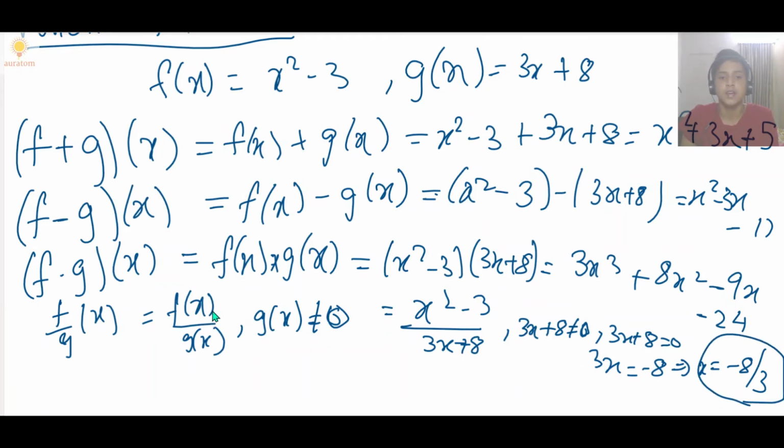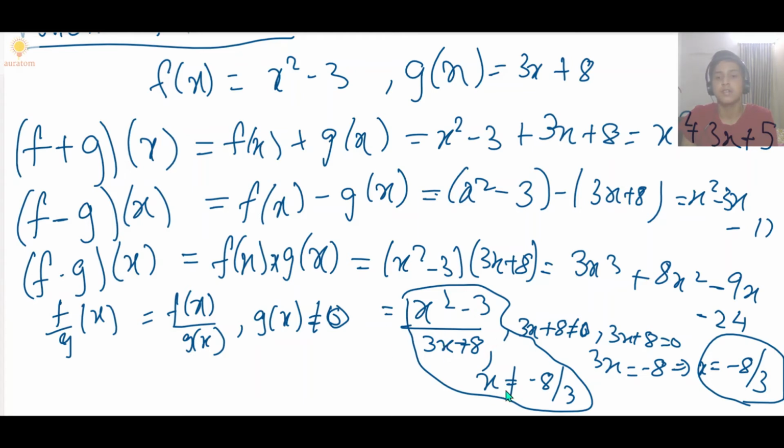So we can say the division of the functions is this value. An extra condition is that x is not equal to minus 8 by 3, because this is what causes the trouble, right? So we should include this in the answer. We should write the actual value, and we should exclude the domain which causes a 0 in the denominator. So that was the arithmetic of functions.